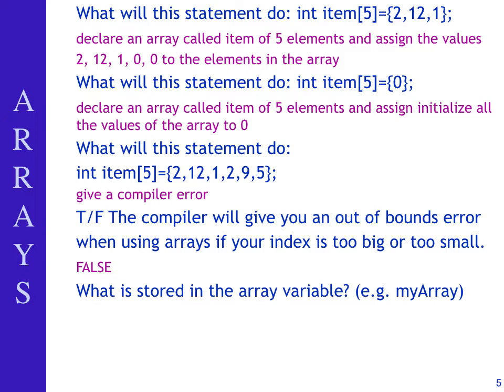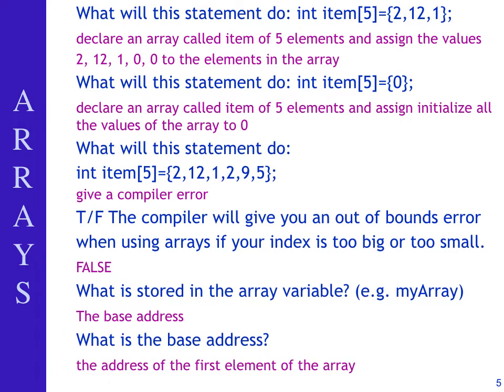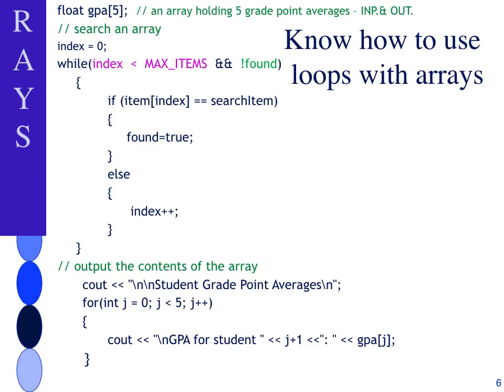So what is stored in the array variable? What is actually being stored in memory for my array is in fact the base address. What is the base address we discussed? It is the address of the first element of the array. So remember, the name of the array holds the address of the first element, which is called the base address.